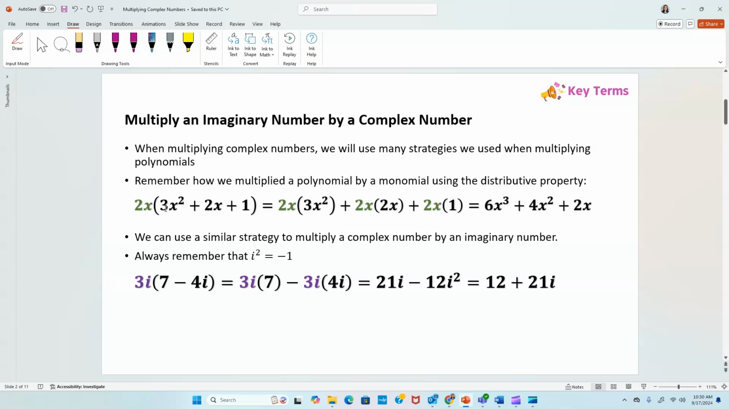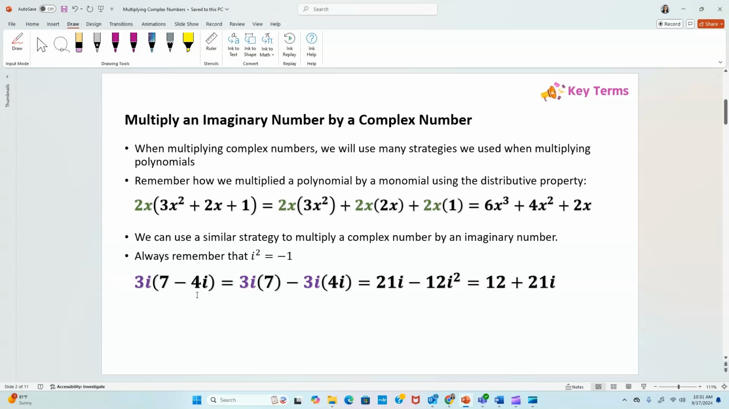So if you have 2x times 3x squared plus 2x plus 1, you just take that apart and do 2x times 3x squared plus 2x times 2x plus 2x times 1, which gives you the result 6x cubed plus 4x squared plus 2x. We can use a similar strategy when multiplying a complex number by an imaginary number, but keep in mind always that i squared is going to equal -1.